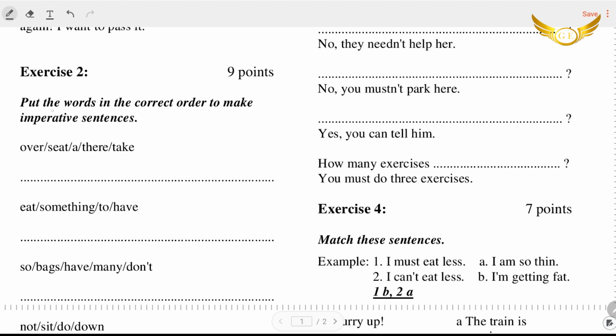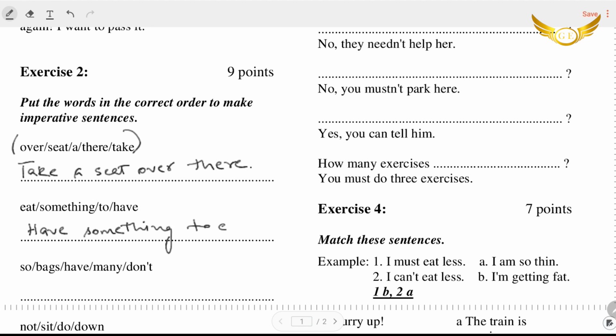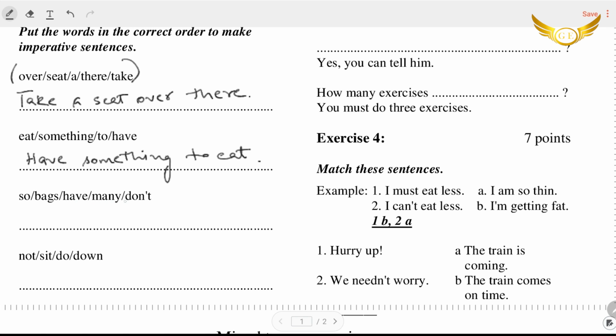The exercise 2 says, put the words in the correct order to make imperative sentences. So these are the jumble words, and you have to form them in a way that it makes sense. So over seat, there take. Take a seat over there. Eat something to have. I think it should be have something to eat. So bags, have, many don't. Don't have so many bags. Not sit, do down. Do not sit down.